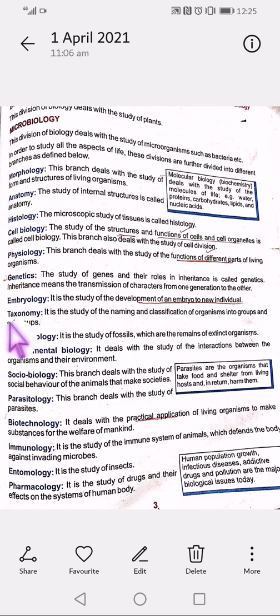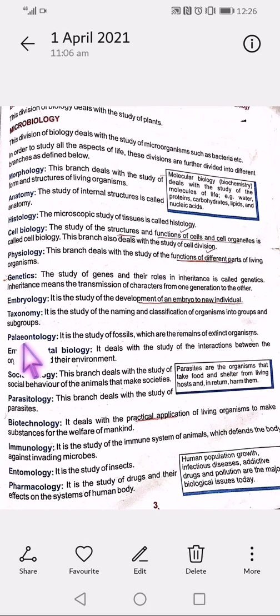Then comes taxonomy. The word is taxa actually, that is derived into taxonomy. Taxa means ladder or division or partition. It is the study of the naming and classification of organisms into groups and subgroups. When we divide living organisms into groups and subgroups, into different divisions, we are using the terminology taxonomy, or we are studying under the branch of biology that is called taxonomy.